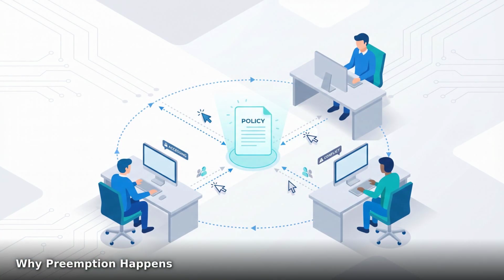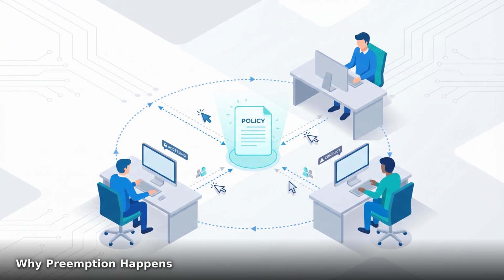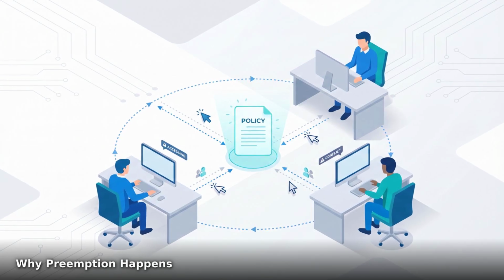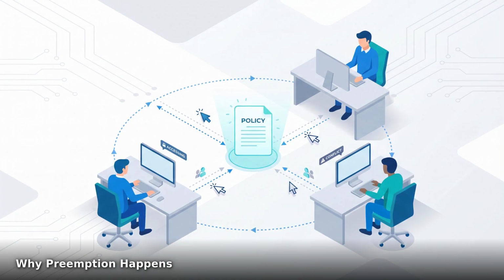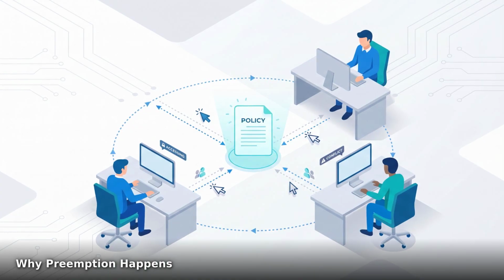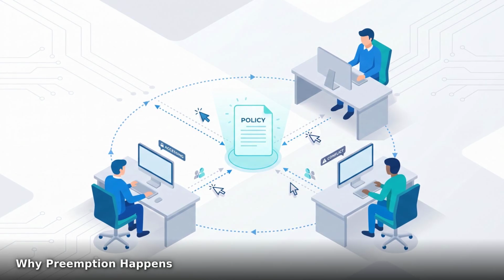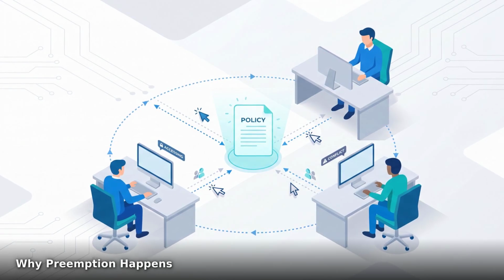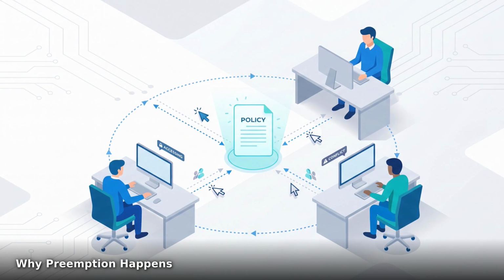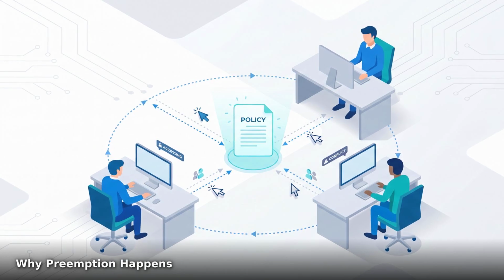Preemption usually happens when multiple users are working on the same policy. Two transactions are created at the same time. A newer transaction overrides an older one, or a midterm endorsement is started after a cancellation is already in progress. The system always considers the latest valid transaction.